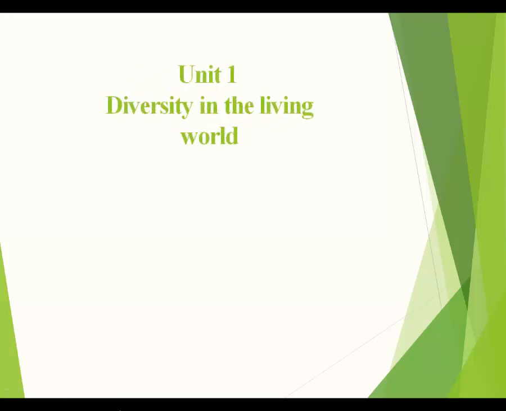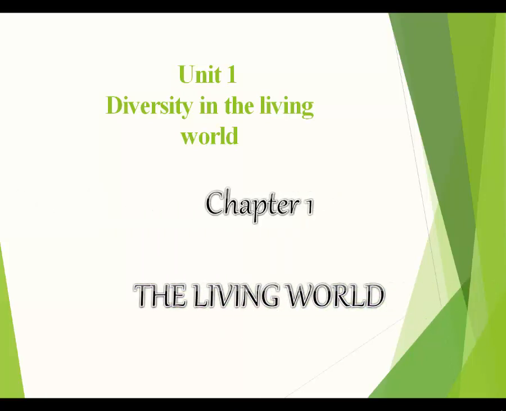Now before starting any particular chapter, let me discuss the different parts of your syllabus. Your syllabus is divided into 5 units. Unit 1, which we are going to start today, is the diversity in the living world. The second unit deals with the structural aspect of living organisms. The third unit deals with cellular biology. The fourth and fifth are respectively plant physiology and animal physiology. So without wasting any more time, let's start the first chapter of your book, that is the living world.